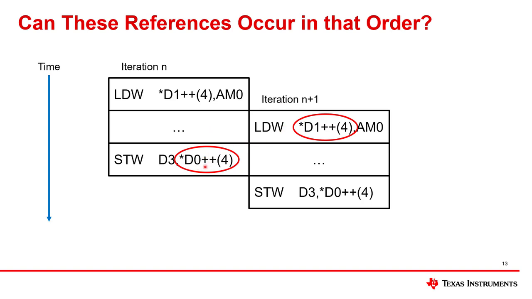Is that okay? Well, as we've already discussed in the previous examples, what about the situation where D0 and D1 have the same address in them? In that case, they cannot be in this order. So for the compiler to generate this code, it has to somehow determine, somehow know that D0 and D1 can never point to the same address. Well, how can you do that?